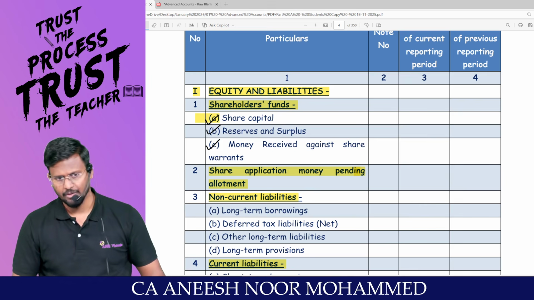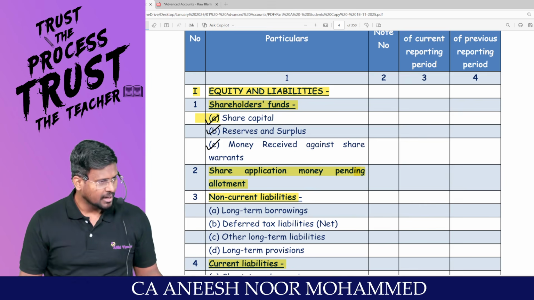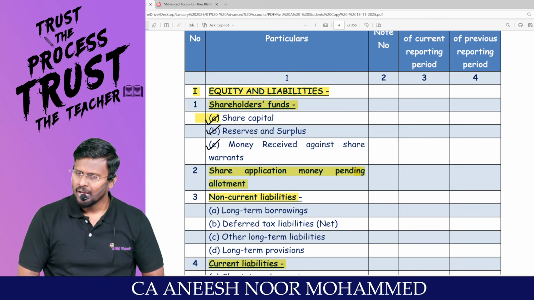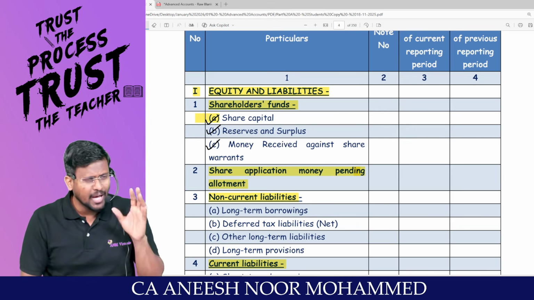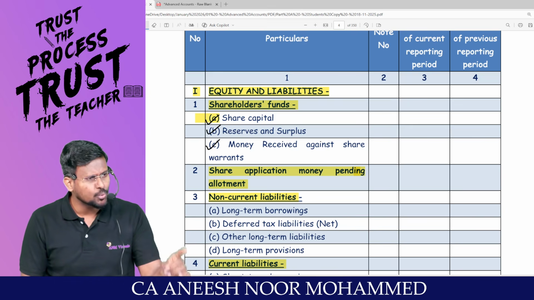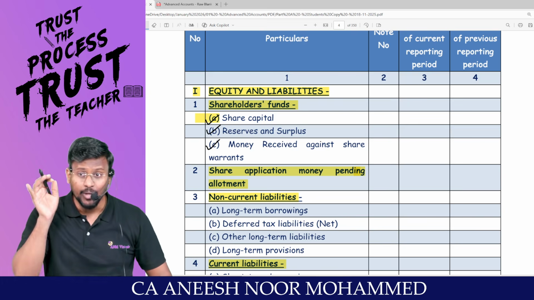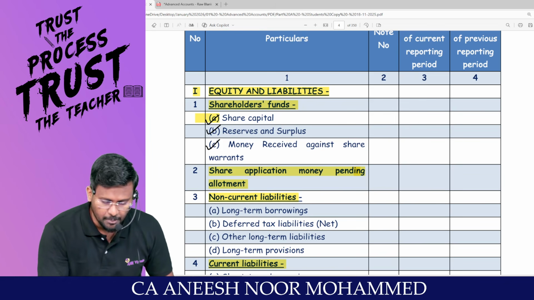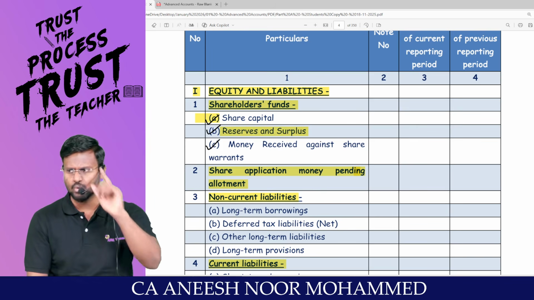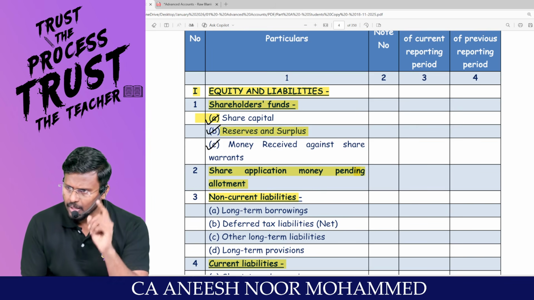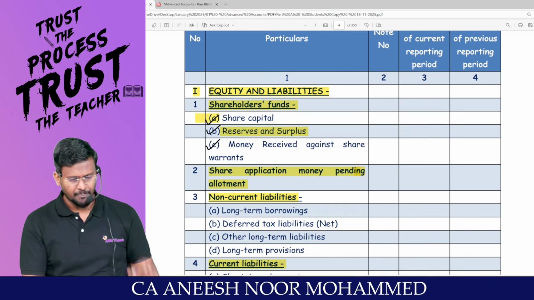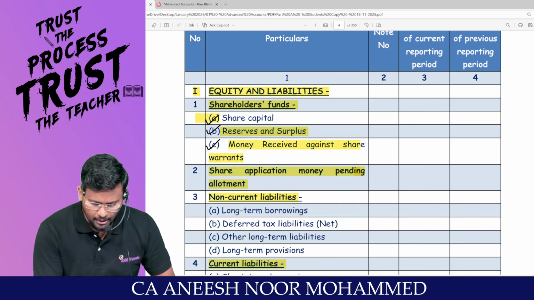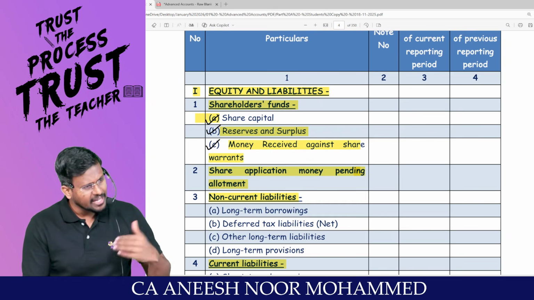So the first one is share capital. Sir, at the time of issuing shares to the shareholders, sometimes I would not have issued at the face value. I would have issued at a securities premium. That securities premium will go and sit in the reserves and surplus. So number 1, share capital. Number 2, reserves and surplus. Number 3, money received against share warrant.